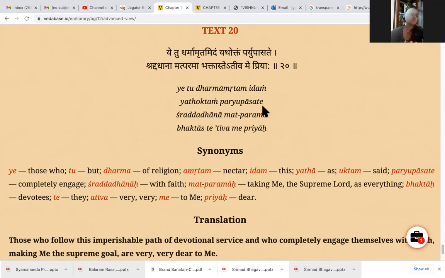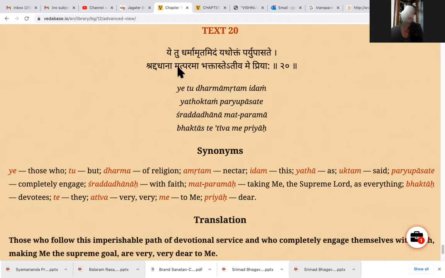Those who follow this eternal, imperishable path of bhakti yoga or devotional service, and who completely engage themselves with unshakable faith, making me the supreme goal of whatever they do, such devotees are very dear to me. Wow, the last verse of chapter 12. Okay, let's begin learning to read the last verse.